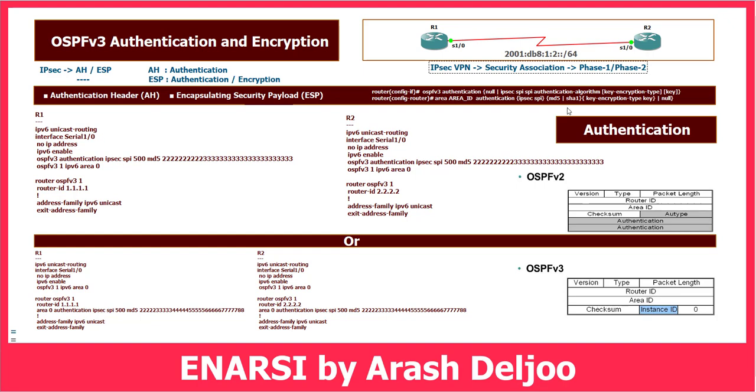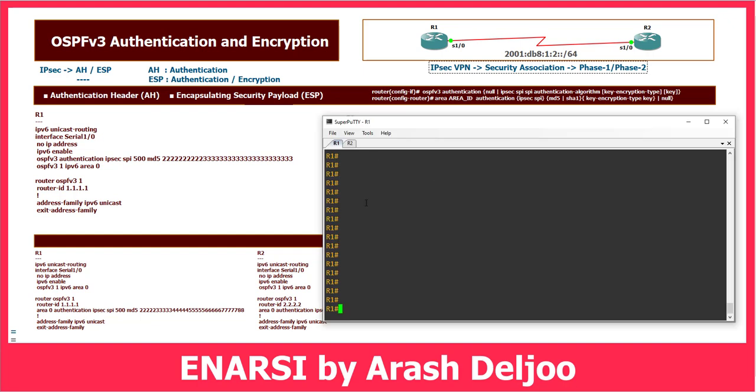Let me show you the configuration of the AH. Actually, we have two routers, router 1 and router 2. First, I'm going to configure OSPF version 3 between them. After that, we will enable IPsec between router 1 and router 2, but with the AH header, the authentication header. Here we don't have encryption. We have two methods for configuration. I will show you. Look at here in R1.